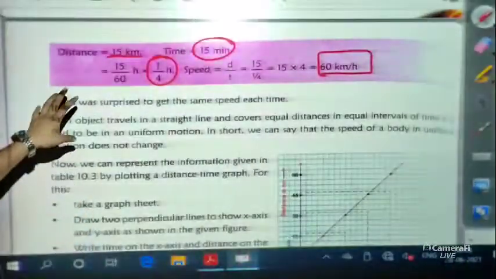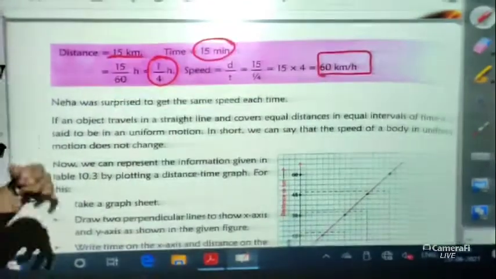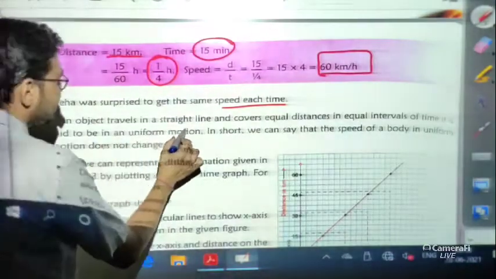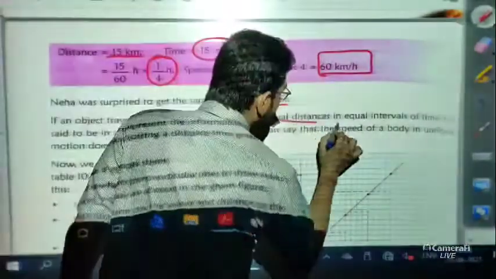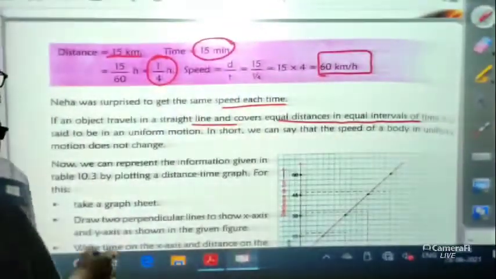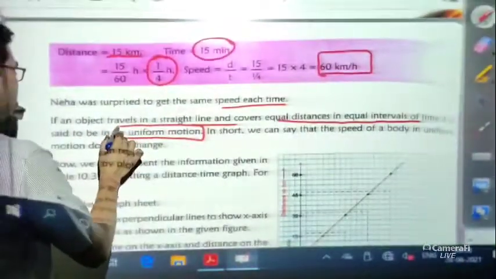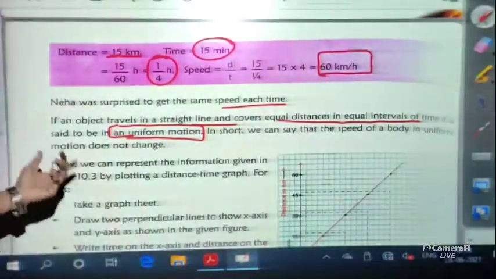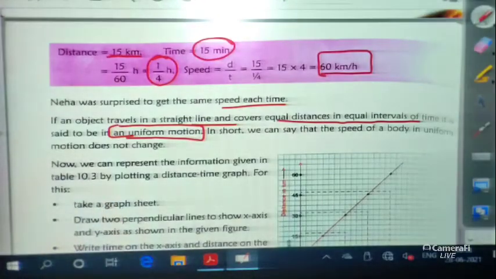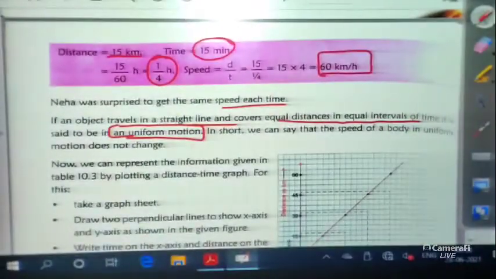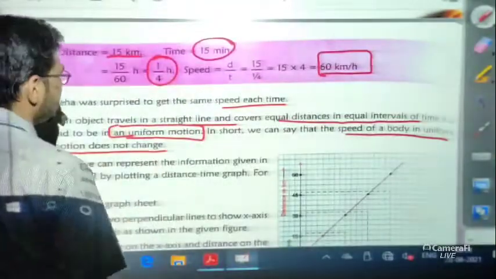Now Neha was surprised to get the speed of each interval. If an object travels in a straight line and covers equal distance in equal intervals of time, then it is said to be in uniform motion. Very important. In short, we can say the speed of a body in uniform motion doesn't change.